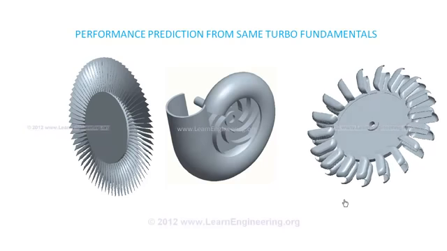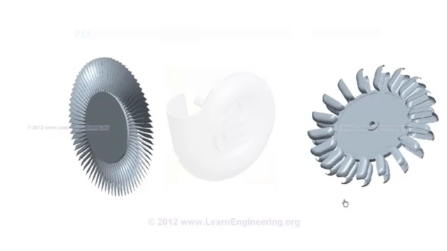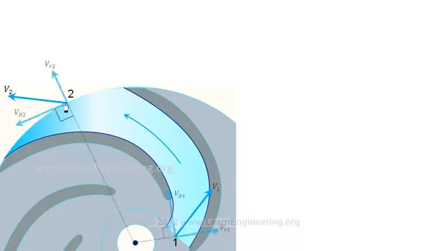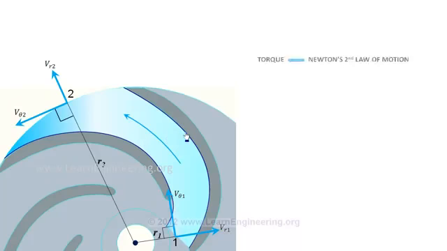To develop turbomachinery fundamentals, consider fluid flow through this channel. The inlet velocity, V1 gets changed to outlet velocity V2. Velocity of fluid can be split into tangential and radial components. In order to make the fluid flow, there should be an external torque acting on it. This torque can be derived from Newton's second law of motion, which acts as the fundamental equation of turbomachinery.